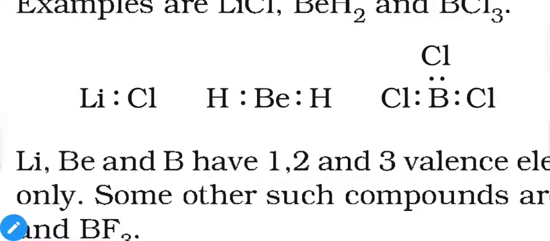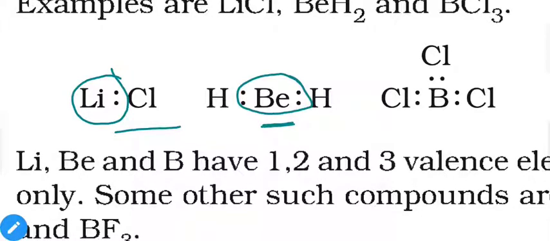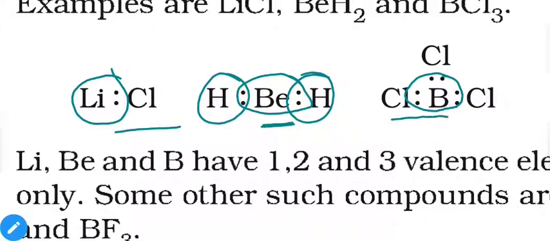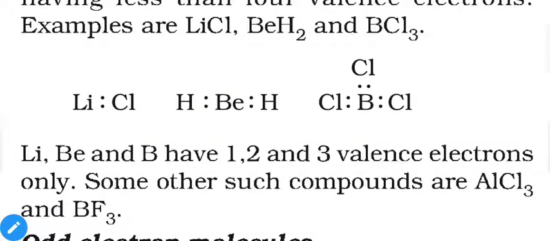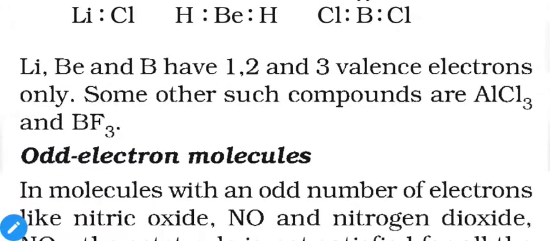For lithium, it will have only 2 valence electrons, although for chlorine, the octet will be complete. Similarly, Be has only 4 electrons, not 8. Hydrogens do not follow the octet rule, so there will be an exception. In the case of boron, you will notice we have 6 electrons around it. For chlorine, octets will be complete. Lithium, beryllium, and boron have 1, 2 and 3 valence electrons only. Some other such compounds are aluminum chloride and beryllium fluoride.